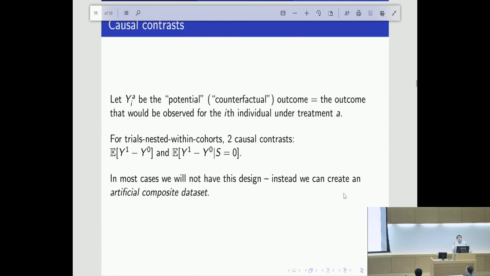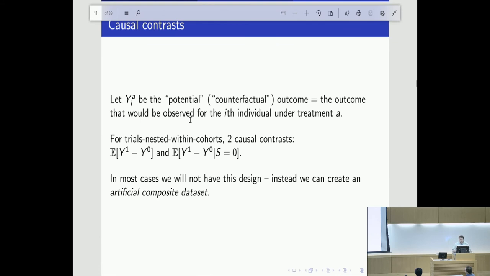But I'm going to use the same definition, okay? These Y superscript little a sub i's are the values of the outcome in the person had they received a particular treatment, which I denote little a. Again, in this example, I'm going to use 0 and 1, treated and control, but really everything I show you can be generalized to even continuous treatments.